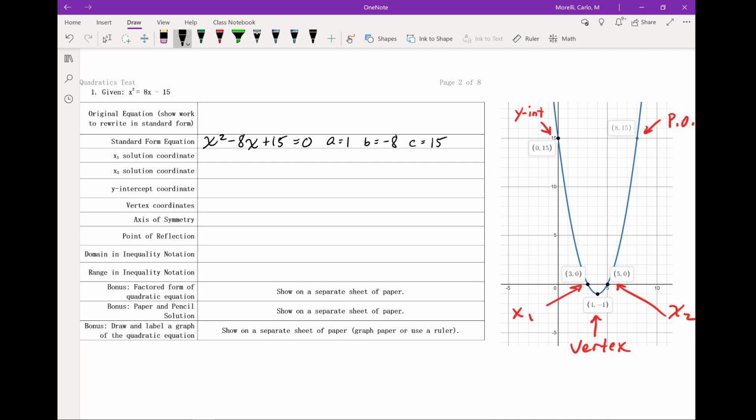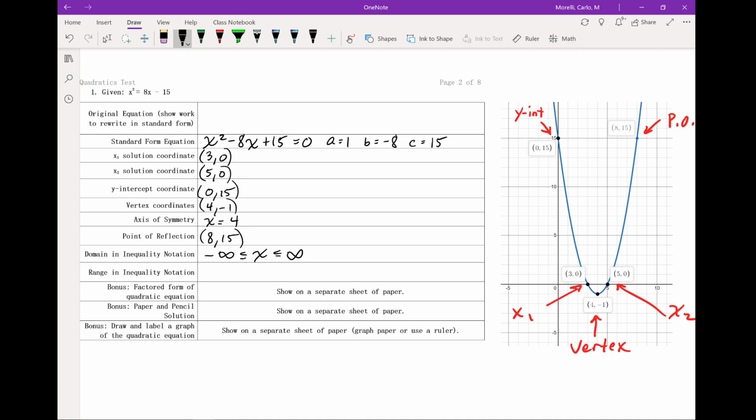So x1 solution would be 3, 0. x2 solution would be 5, 0. Y-intercept will be 0, 15. Vertex is at 4, -1. Axis of symmetry is at x equals 4. Point of reflection is at 8, 15. Domain is always negative infinity less than or equal to x less than or equal to positive infinity.